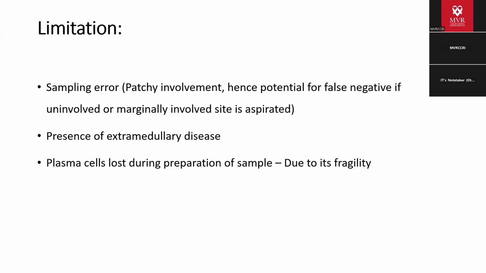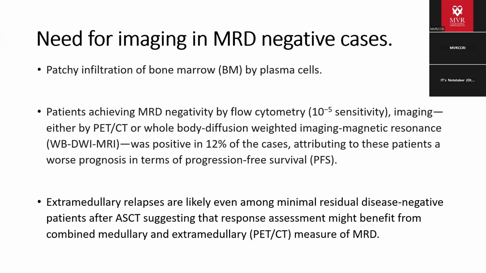Myeloma is a disease known for patchy involvement. So there is a potential for false negative MRD in myeloma if we are aspirating an uninvolved or marginally involved site. The patient can also have no disease in the marrow but have extramedullary disease, and in that case also the flow MRD can be negative. And I told you myeloma plasma cells are very fragile. The fragility of plasma cells, the time, sample quality, preparation time, and analysis time can all bring out false negative MRD. So this calls for the importance of imaging.